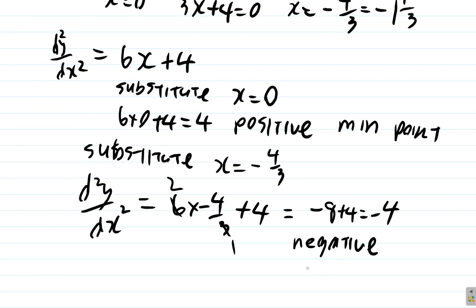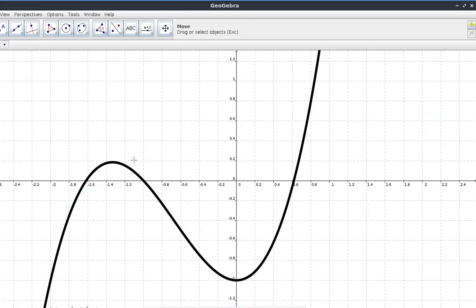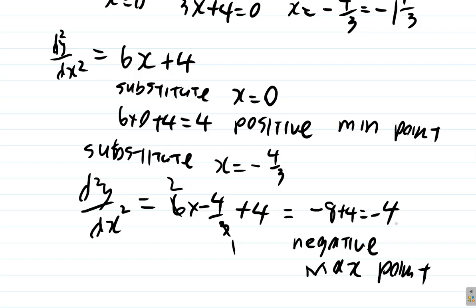Once it's a negative number, we are at a maximum point. Now, we're at the maximum point. Any direction you move, you're going to be going downhill. So once you're going down, you are at a maximum point. The second derivative is negative.